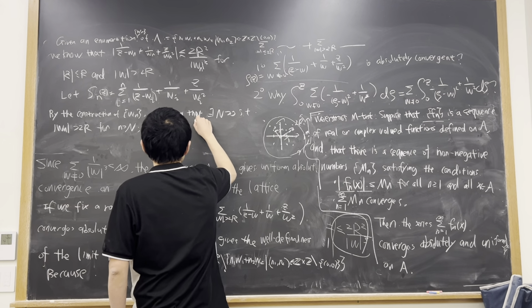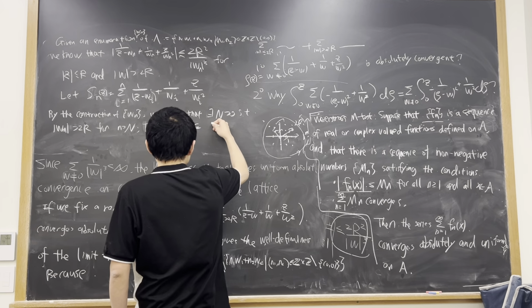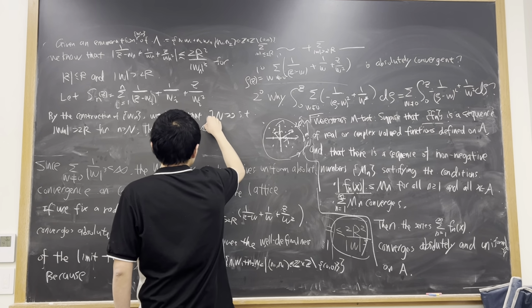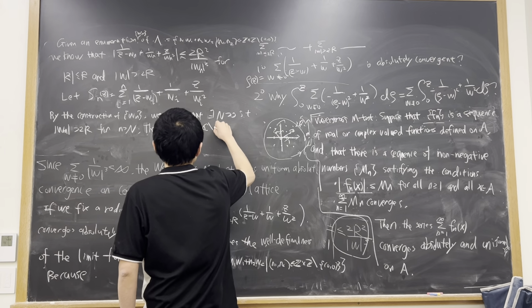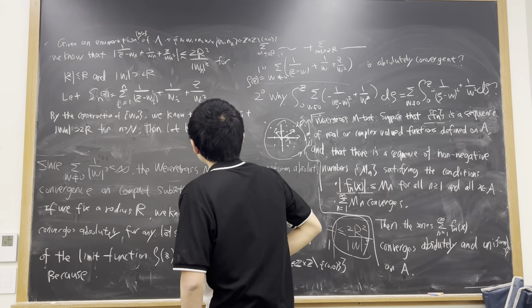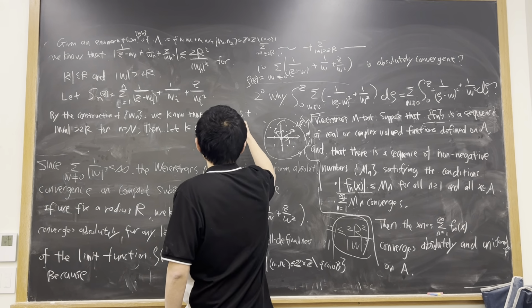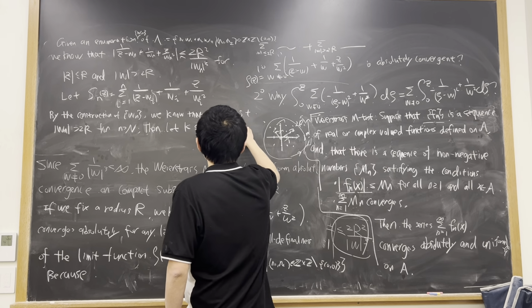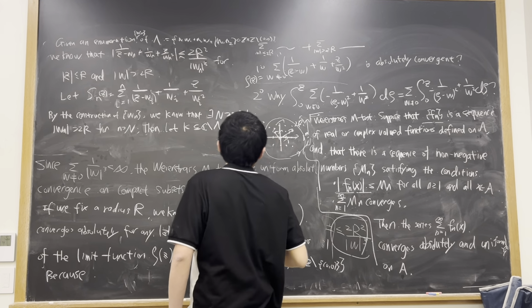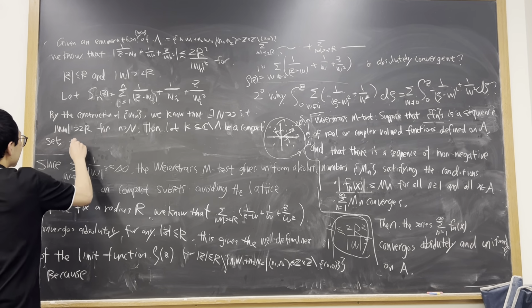So let K be a compact subset of C, take away the lattice which is being defined there, and then K be a compact set.